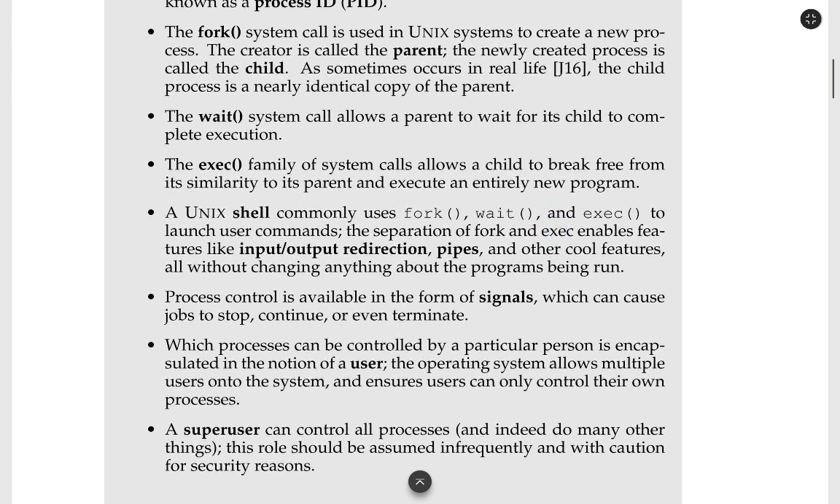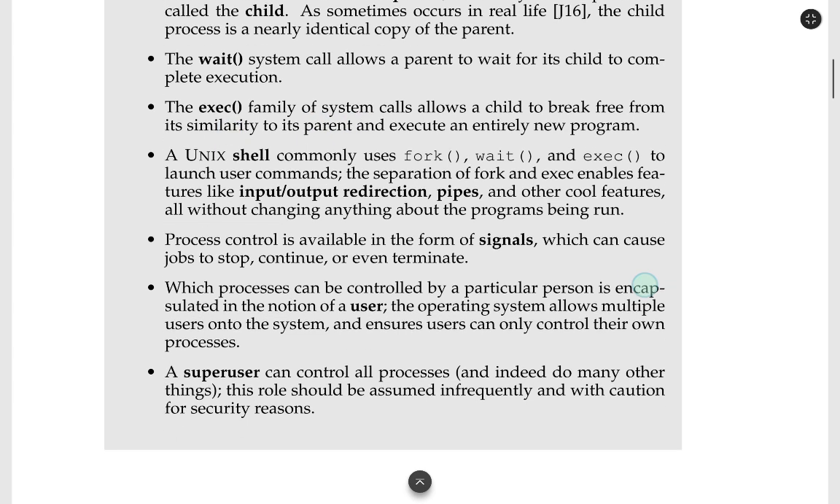The wait system call allows the parent to wait for its child to complete execution. The exec family of system calls allows the child to break free from its similarity to the parent and execute an entirely new program. A Unix shell commonly uses fork, wait, and exec to launch a user command. The separation of fork and exec enables features like input-output redirection, pipes, and other cool features, without changing anything about the programs being run.